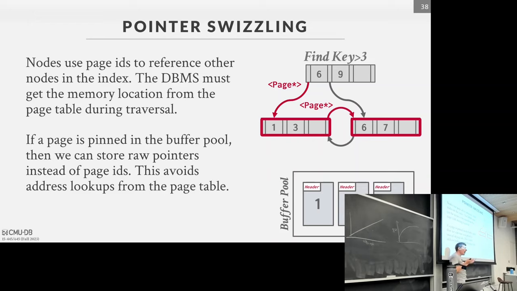So the reason why I talk about this for the B+Tree and not for the hash table stuff or the regular heap stuff is because we already have this hierarchy in our tree structure. We know that if we swizzle anything below us, we want to make sure that this thing doesn't get unpinned before its children get unpinned. And that way the pointers are always valid.